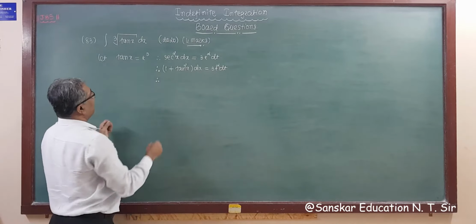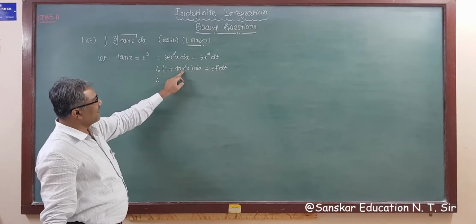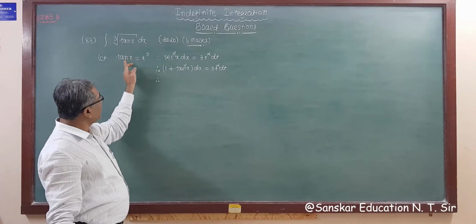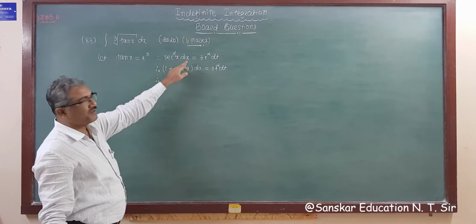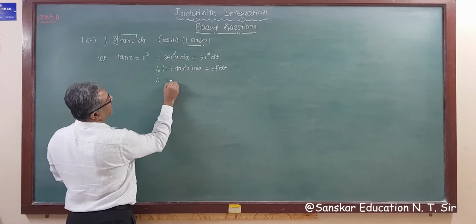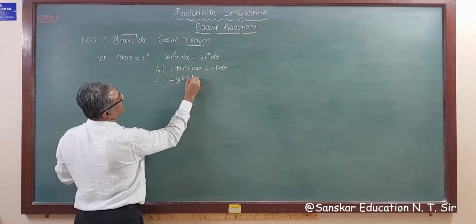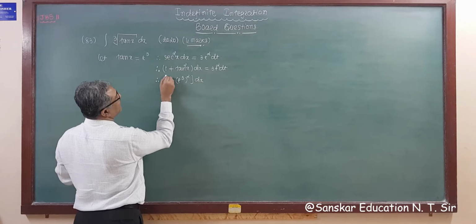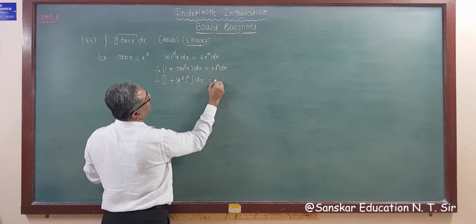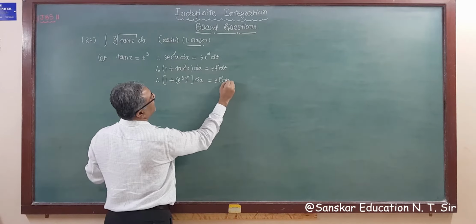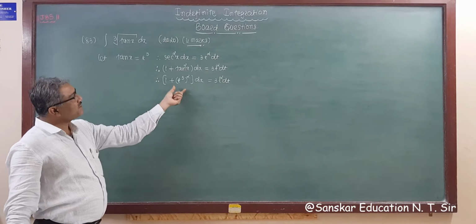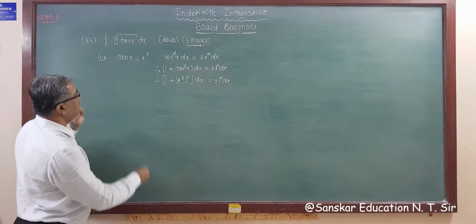Now 10x is equal to t cube. So 10x raised to 10x is t cube. So t cube square is t raised to 6. So we get 1 plus t cube square, right? dx is equal to 3t square dt. Now substituting these all values here, right?